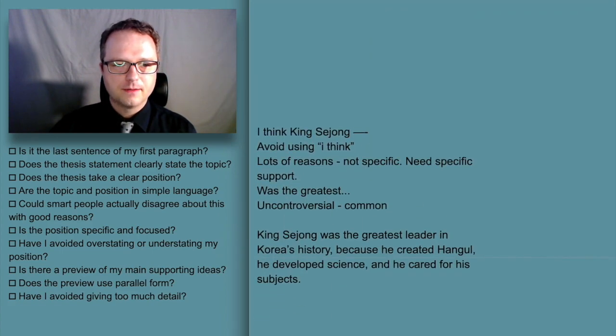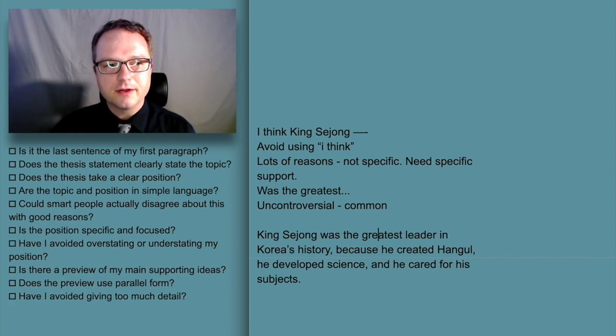Okay. King Sejong was the greatest leader in Korea's history because he created Hangul, he developed science, and he cared for his subjects. Now we have specific, detailed support. This is a pretty good thesis statement. I think it would be okay to say "the greatest" because of who Sejong is, but if you chose somebody other than Sejong, you might have to make a case for that person.